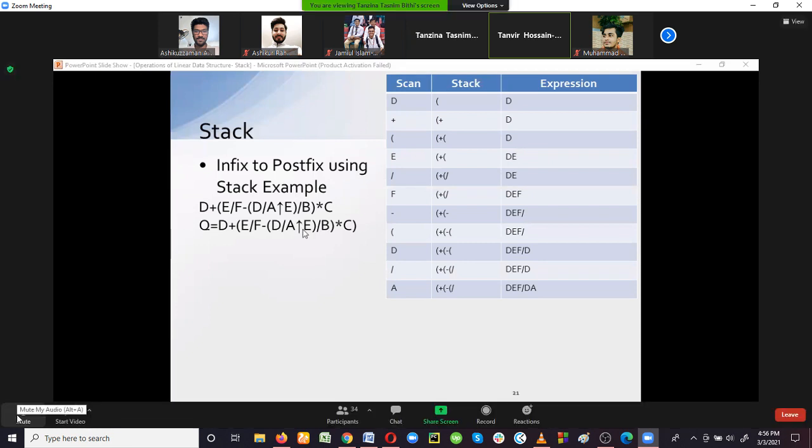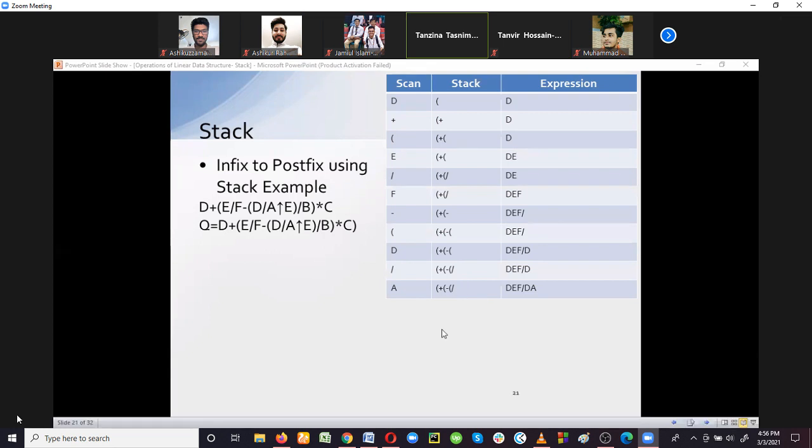Exponentiation, right? So we can easily place it on the top of the stack. Now exponentiation can be stored here, and this is our postfix notation. After that, the next character is E. This is an operand, so it's going to be placed at the end of the expression. So this is our expression.